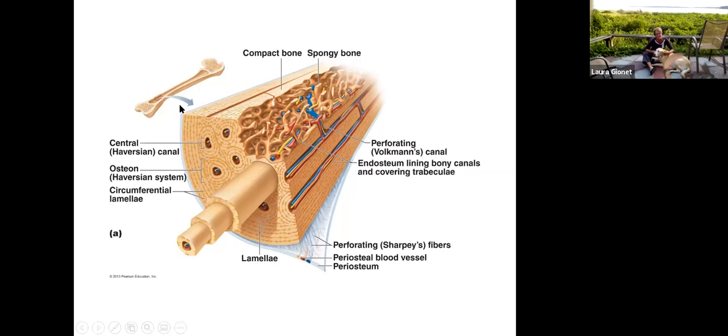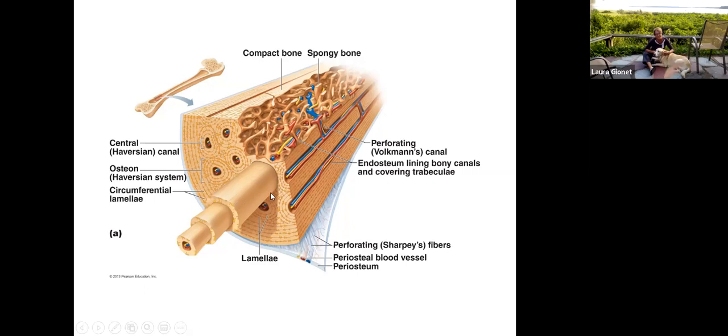Circumferential lamella are the rings of compact bone that go around the entire circumference of the bone. And then we have what's called concentric lamella, which are the lamella within one osteon, just in case you see those terms and you're wondering what that means. Okay, so lamella just means rings of matrix, the hard part that you're looking at here.